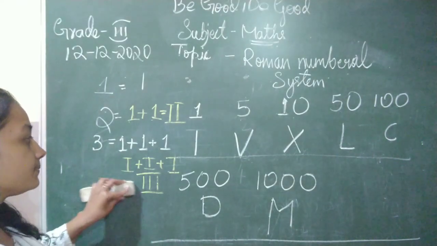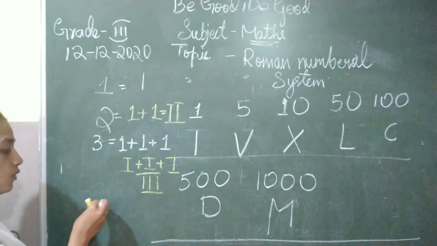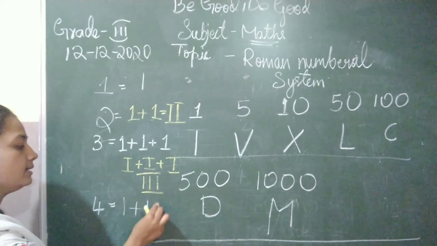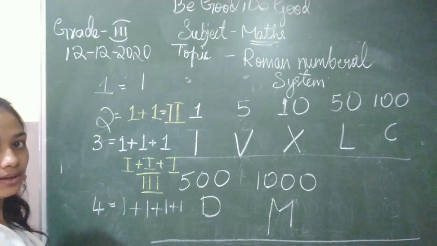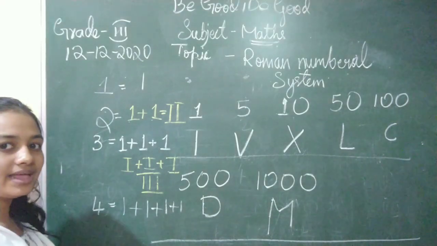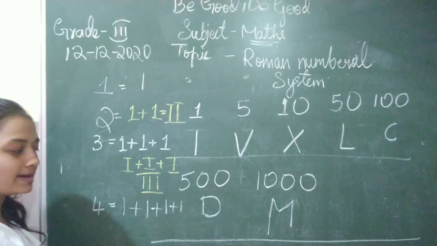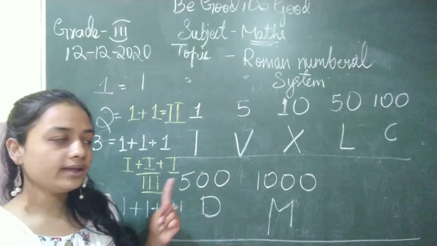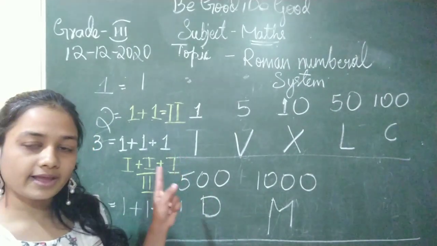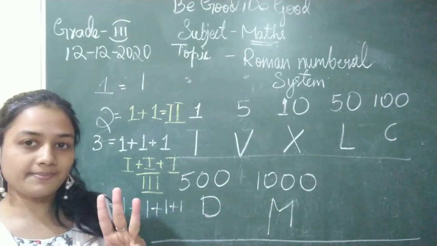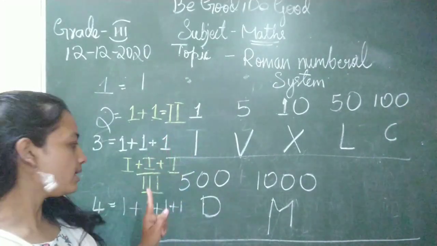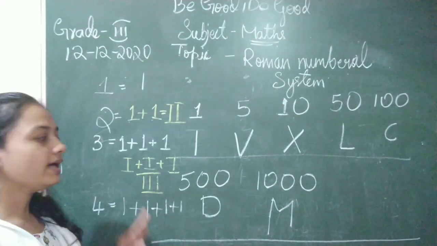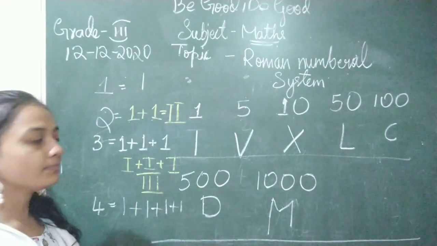Next I have to write 4. I can write it as 1 plus 1 plus 1 plus 1. Am I right? But there is a rule in Roman numbers, that I can't repeat any symbol more than 3 times. I can use a symbol only 3 times. See, I wrote 2 times here, I can use 3 times here, but 4 times I can't. 3 times is the limit. I can't use the same symbol more than 3 times.